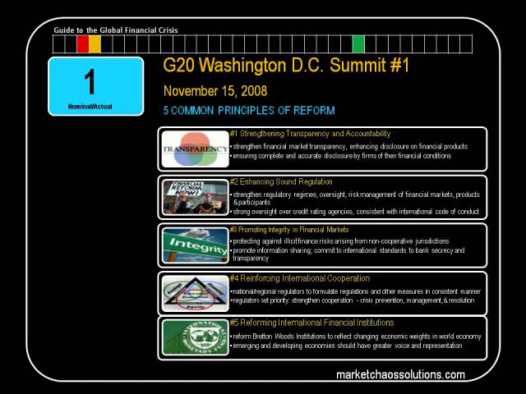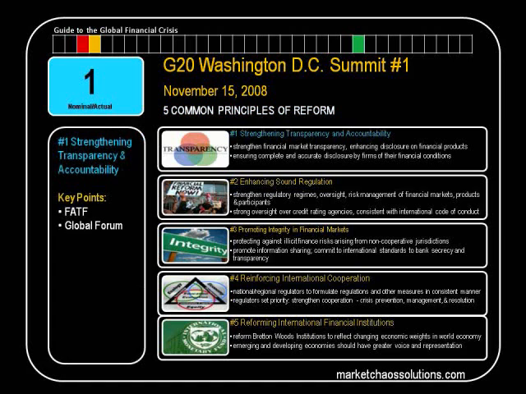Principle number 1, strengthening transparency and accountability. Principle number 2, enhancing sound regulation. Principle number 3, promoting integrity in financial markets. Principle number 4, reinforcing international cooperation. And principle number 5, reforming international financial institutions.